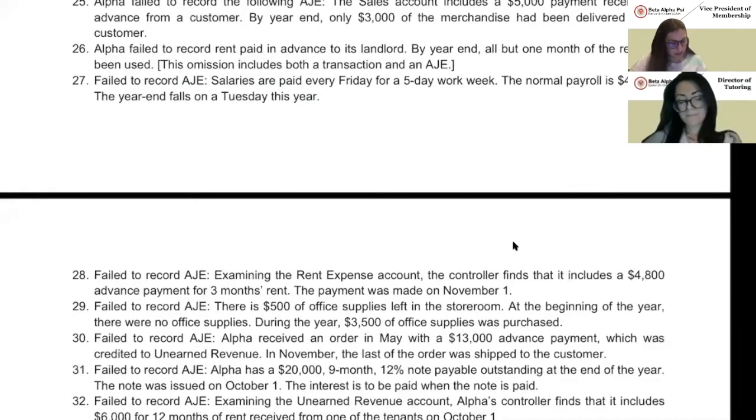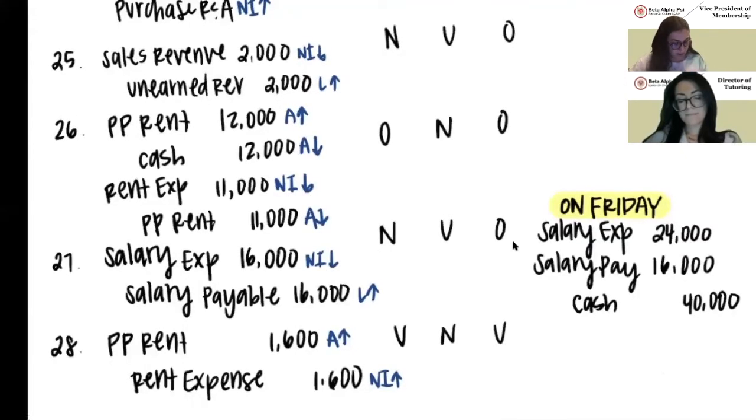All right, number 26. Alpha failed to record rent paid in advance to its landlord by year end. All but 1 month of the rent had been used. This omission includes the transaction and the adjusting journal entry. So here we have the transaction, which is a debit to prepaid rent for $12,000. We'll say it's $1,000 a month for 12 months. Prepaid rent would have increased our assets. Then we also should have done a credit to cash for $12,000, which would have decreased our assets.